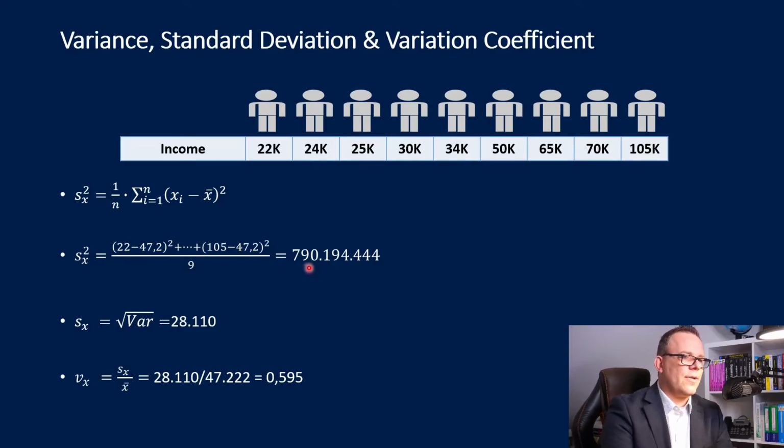Nevertheless, if we introduce those zeros again, we have 790,194,444. Quite a large number, and it is in euros squared, because we still are in the world of squared numbers here. If we then take the root out of that, we will receive some 28,110. So the standard deviation, written just like Sx in this case, is the root of the variance, and that is 28,111. It can be interpreted as the average distance to the mean of all those observations.